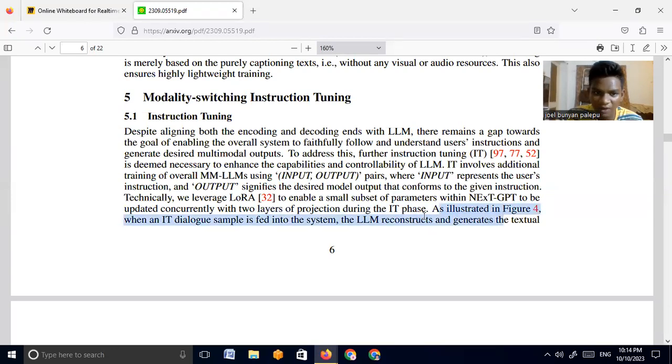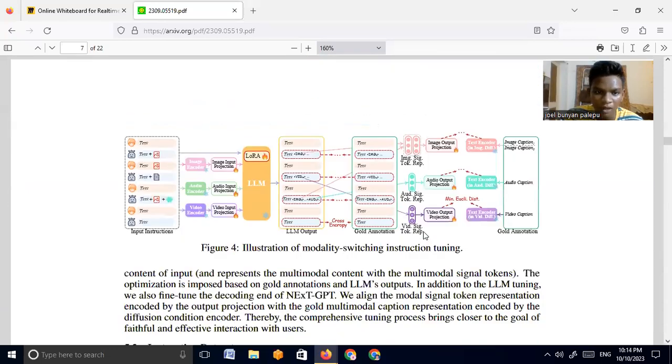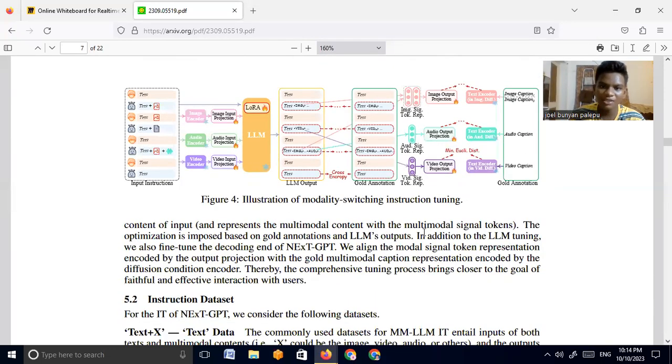As illustrated in figure 4, when an IT dialog sample is fed into the system, the LLM reconstructs and generates the textual context of input and represents the multimodal content with the multi-modal signal topics. The optimization is imposed based on code annotations and LLM outputs. In addition to the LLM tuning, we also fine-tune the decoding end of NextGPT.